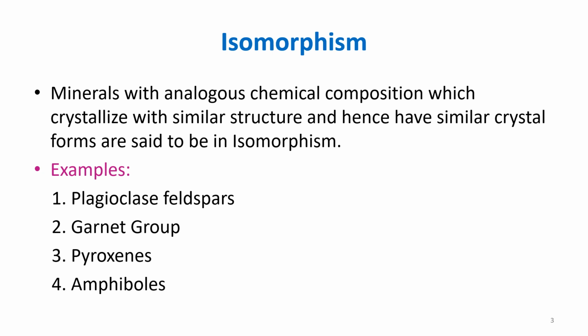Coming to isomorphism. Isomorphism means that minerals which have analogous or similar chemical composition and which crystallize with similar structure, and hence have similar crystal forms, are said to be isomorphs. Popular examples, or the best examples, are plagioclase feldspars, garnet group, pyroxenes, and amphiboles.